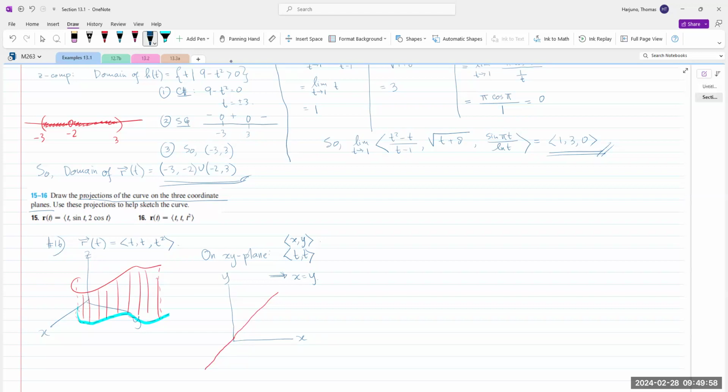Okay, now next, how about on the YZ plane? The YZ plane, the right wall. On the YZ plane, we have t and t squared. So if this is y, this is z. Notice that if this is y and z, we get z equals y squared, right? Which means it looks like this. Let me use red color. Which means it looks like this.